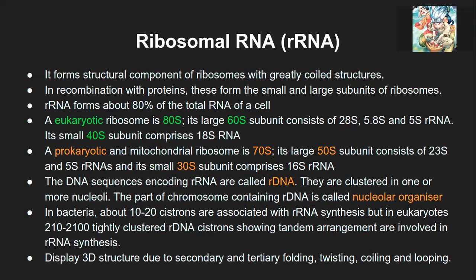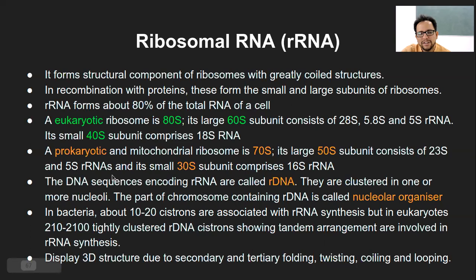In the case of prokaryotes, or even the mitochondrial ribosome, because mitochondria has its own DNA, it also has its own protein synthesis assembly, including ribosomes. Both of these have 70S ribosomes, which have a 50S larger subunit and a 30S smaller subunit. Again, they have different types of rRNA, like 23S and 5S in the larger subunit of the prokaryote, and the 30S has 16S RNA.